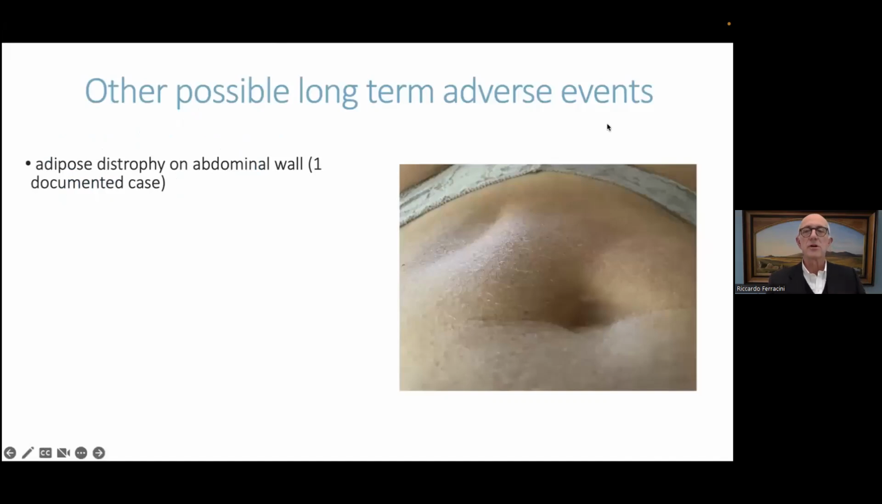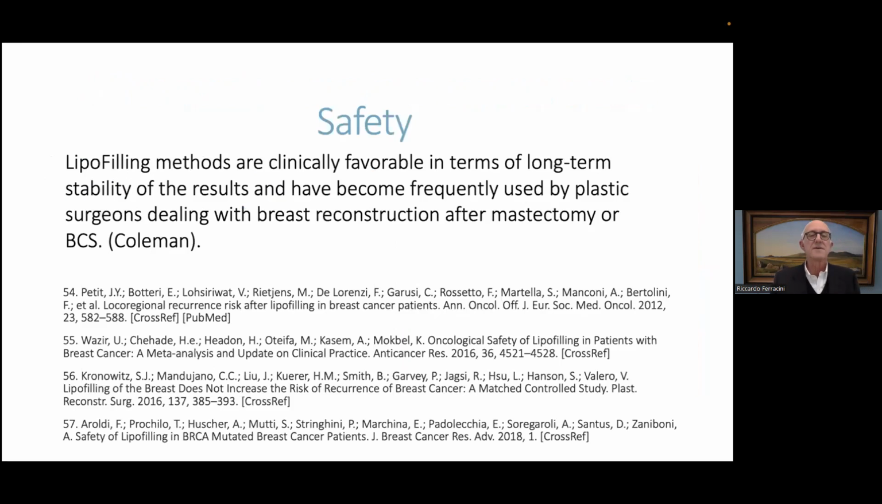Other possible long-term adverse events: adipose dystrophy on the abdominal wall. Many patients would not watch themselves so closely to notice a defect like that. But this is a relatively young and beautiful woman, and she looks at her belly, and there is this thing. Obviously it is an adipose dystrophy, and it might be due to uneven harvesting. So my problem is not being very even in harvesting the surface of the abdomen, okay?